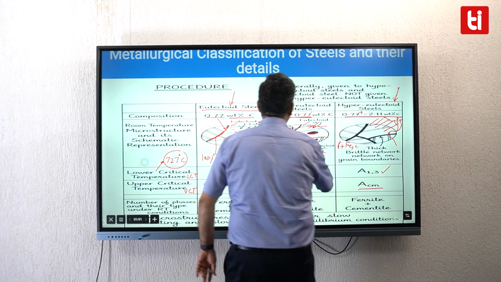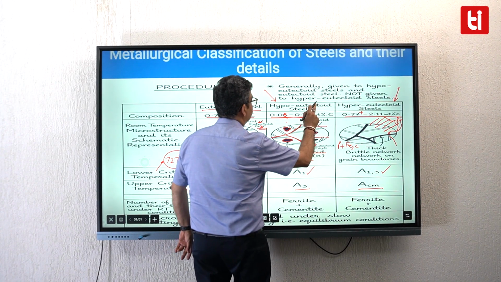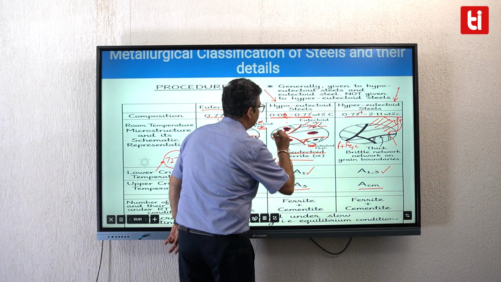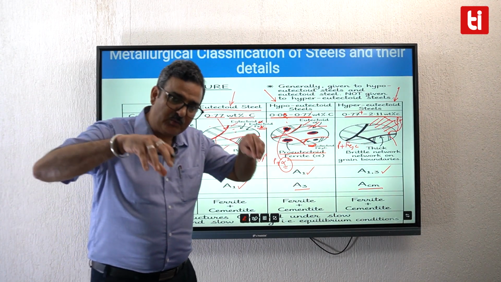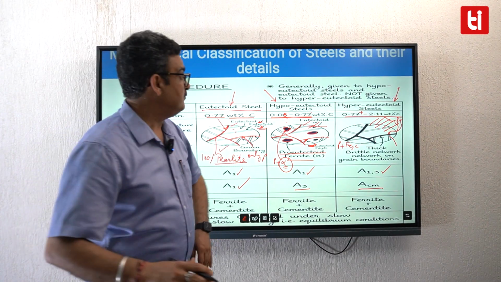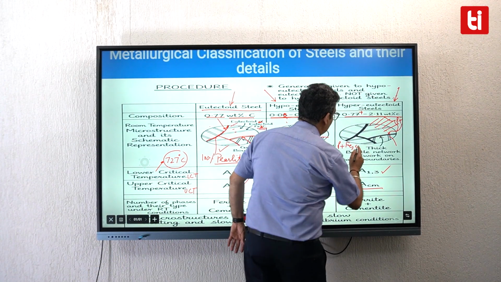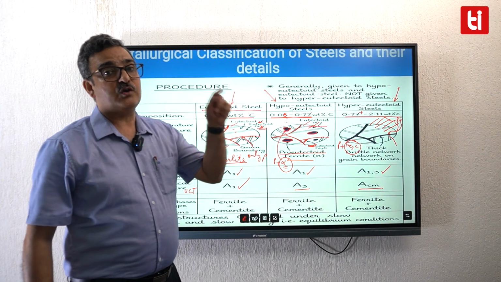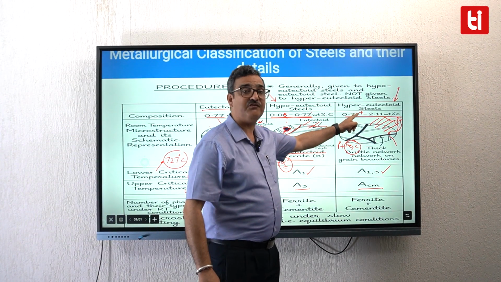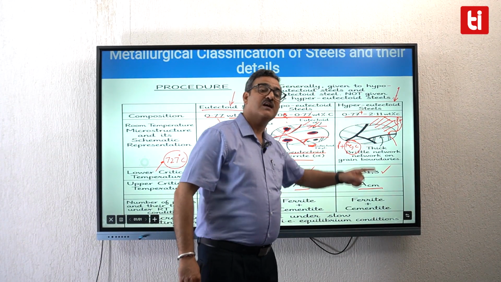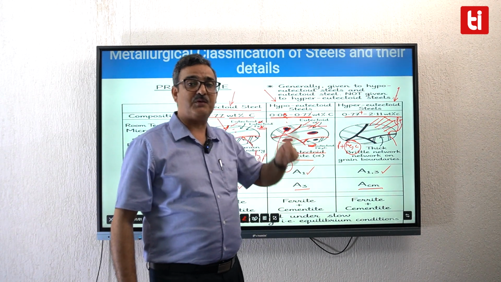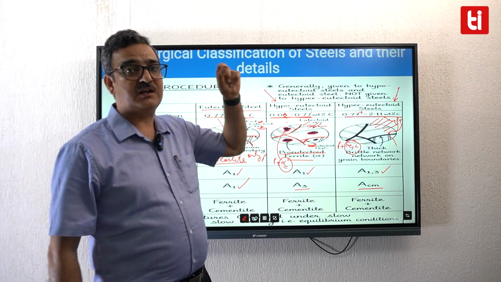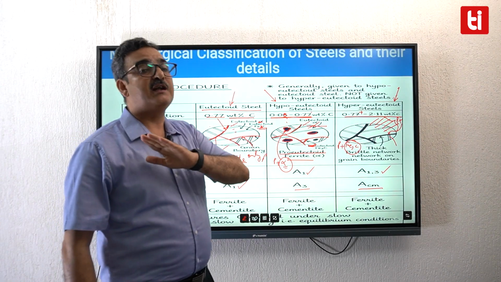So in the case of hypoeutectoid steels, the pro-eutectoid constituent is ferrite. It sits reasonably well between the grains in the form of lumps. But in hypereutectoid steels, the pro-eutectoid constituent is cementite. Because this is equilibrium, slow cooling, whenever cementite precipitates it will form a brittle, thick network on the grain boundaries, impairing all the properties.